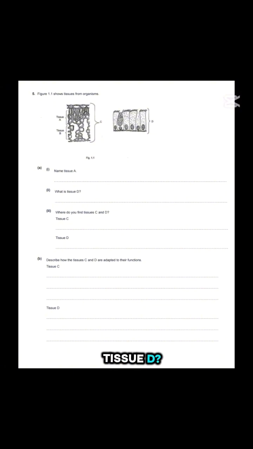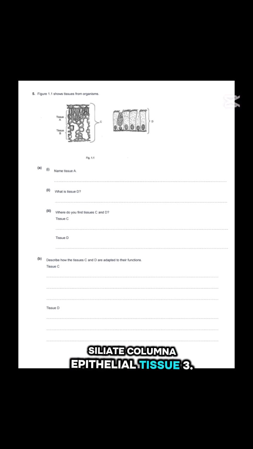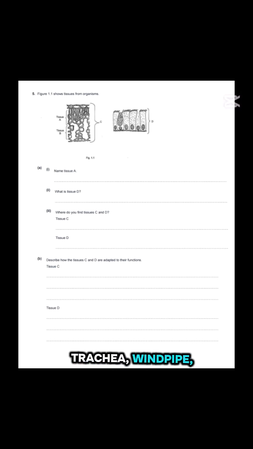What is tissue D? Answer: Ciliate epithelium, or ciliate columnar epithelial tissue. 3. Where do you find tissues C and D? Tissue C, in the lamina, blade, of a plant leaf. Tissue D, in the trachea, windpipe, bronchi, or oviduct, fallopian tube, of a mammal.